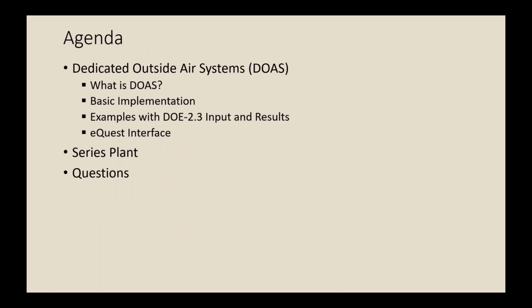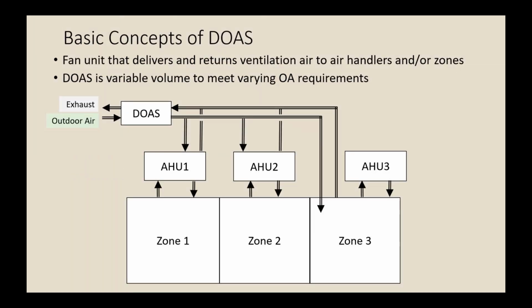So most of the talk today is going to be about the dedicated outside air systems, and then just a few slides on the series plant. Talk about what DOAS means and how it's implemented in DOE23, and give several examples of both input code and some results from those examples. And then finally, talk about the eQuest interface and the series plant. We're just going to introduce the concept there and show some input examples for that as well. And today's talk will be a bit shorter than yesterday, so there'll be more time for questions and probably finish a little early.